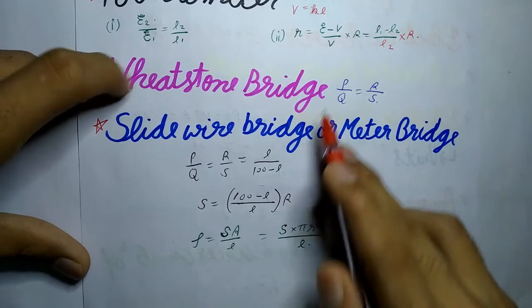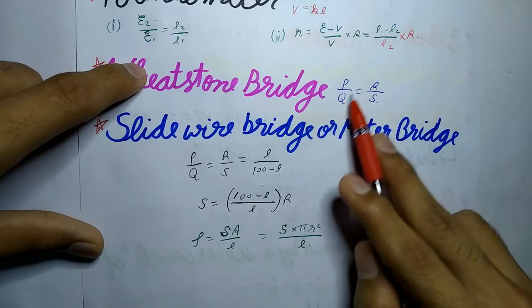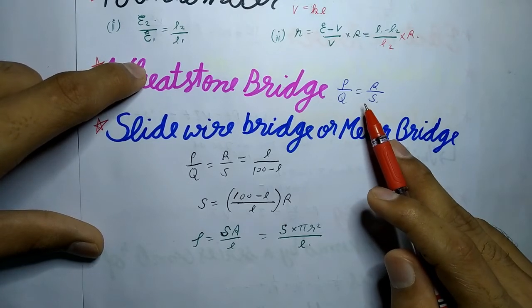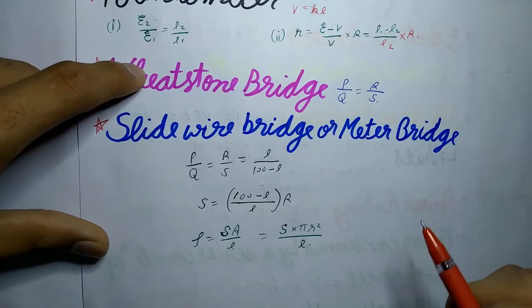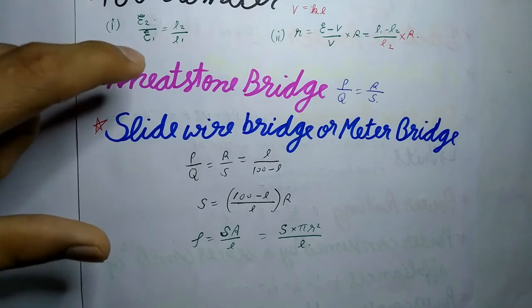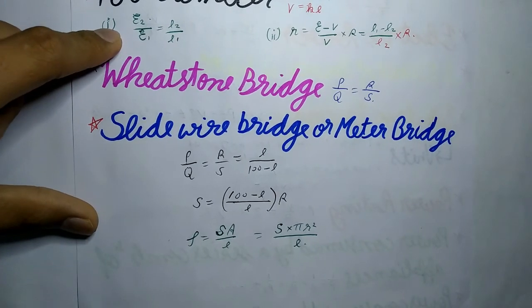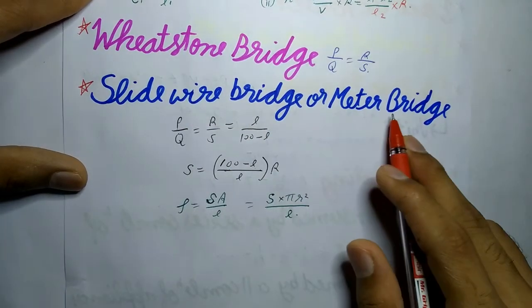In the balanced condition, P by Q is equal to R by S. Knowing any three resistors out of these four, the fourth resistance can be computed. A Wheatstone bridge is the most sensitive when resistances in its four arms are of the same order. And now the last topic is the slide wire bridge or meter bridge.